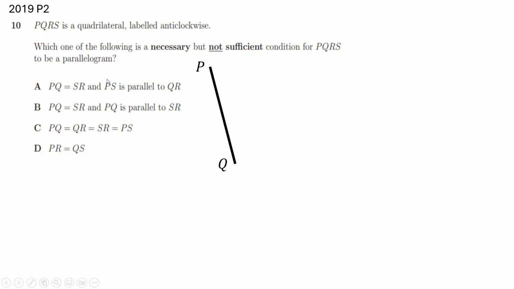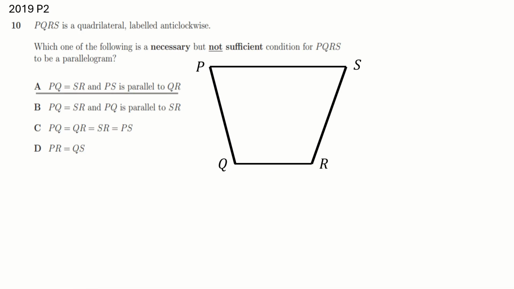But let's just go through these one by one and say, okay, well, if PQ equals SR, let's draw them like this. So these two lengths are equal. And PS is parallel to QR. Well, guess what? I've just drawn a trapezium. So that's clearly not a sufficient condition because I've drawn something that's not a parallelogram. Is it a necessary condition for this to be equal to this? Yes, because parallelograms have equal opposite sides, right? And for this to be parallel to this? Yes, because they have parallel opposite sides. So we found it immediately. This is a necessary but not sufficient condition.